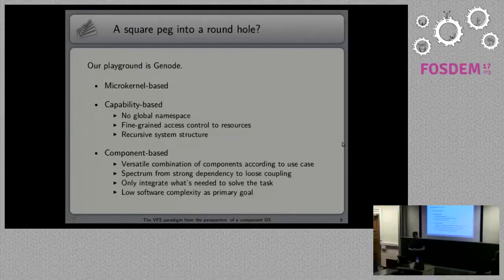In a capability-based system like Genode, we also have fine-grained access control. We have object capabilities that can be delegated to components in a very fine-grained way. We not only have files with permissions, it's more like an evolving system where the access permissions are delegated through the system. And the third point is that Genode is a component-based system.